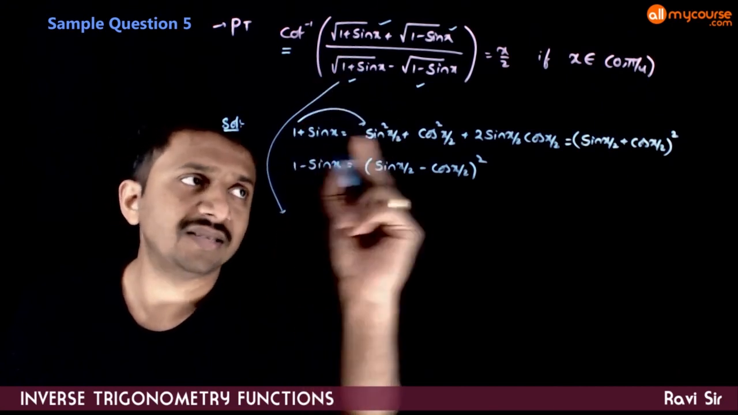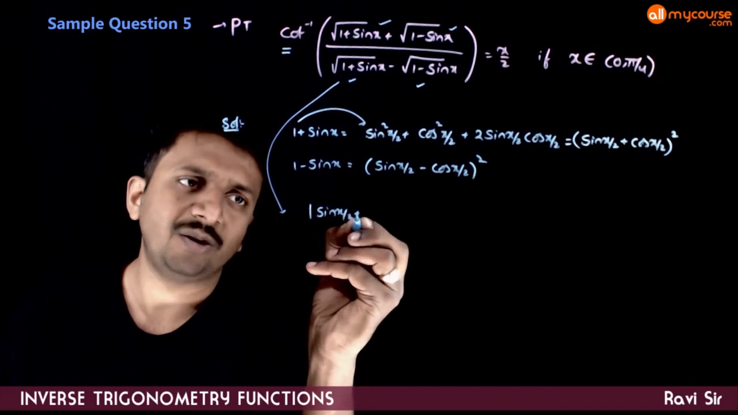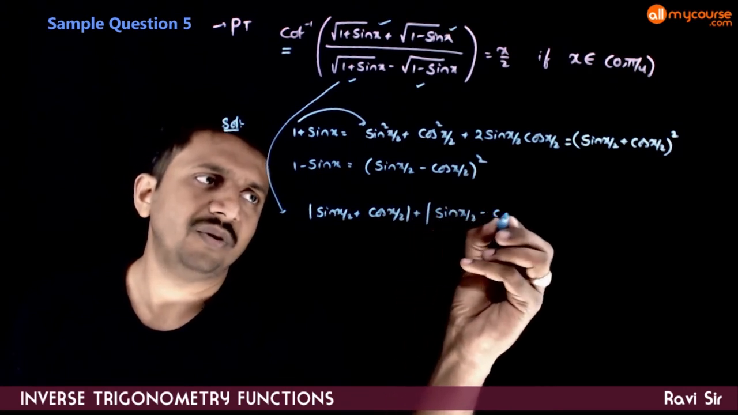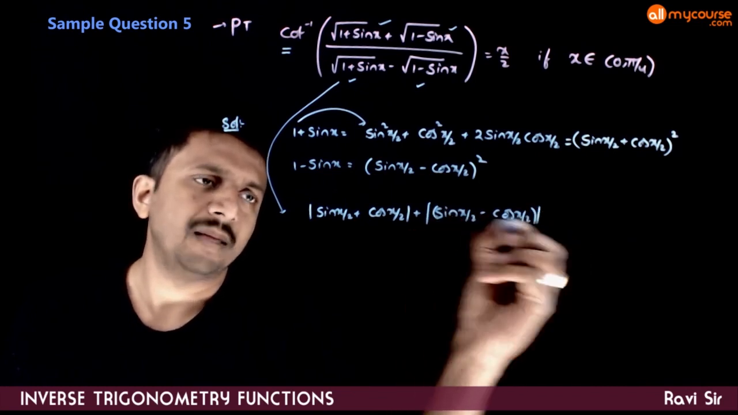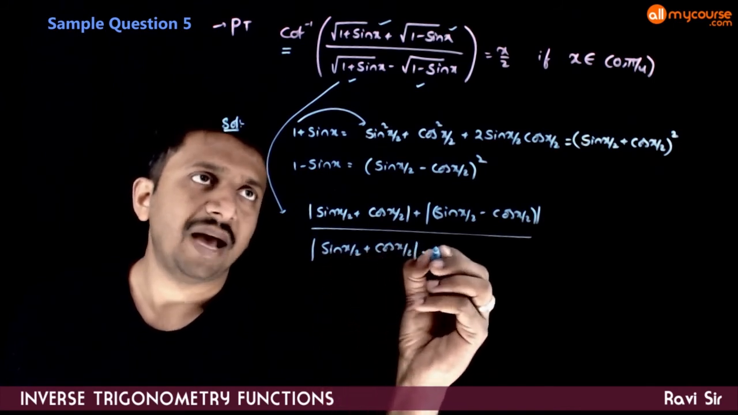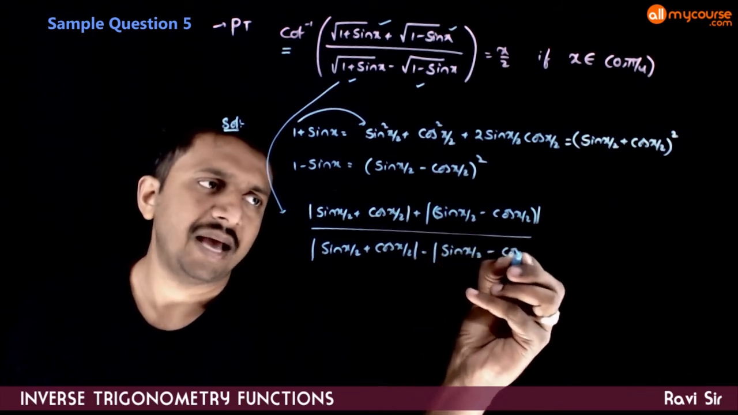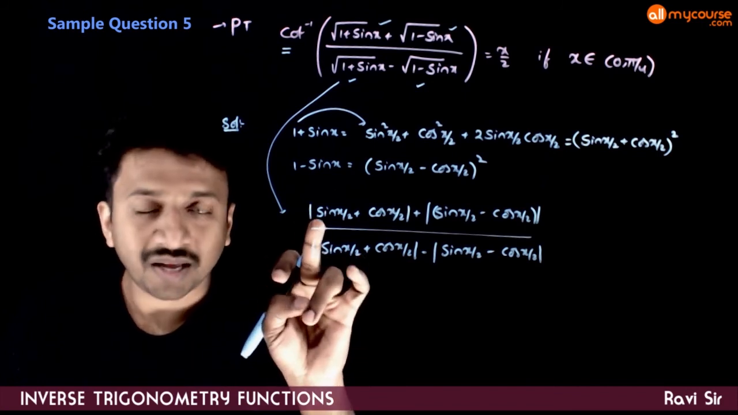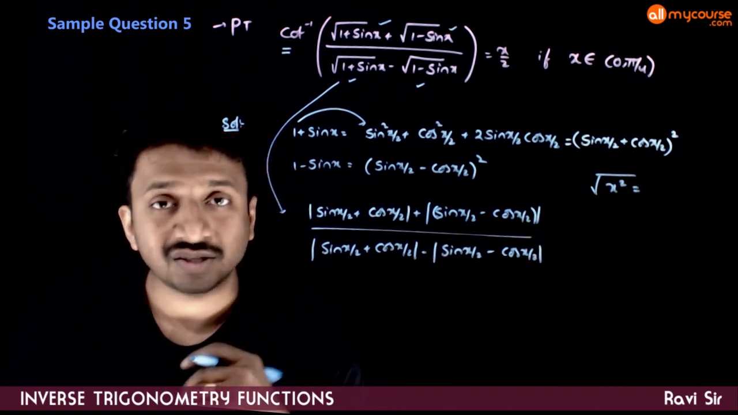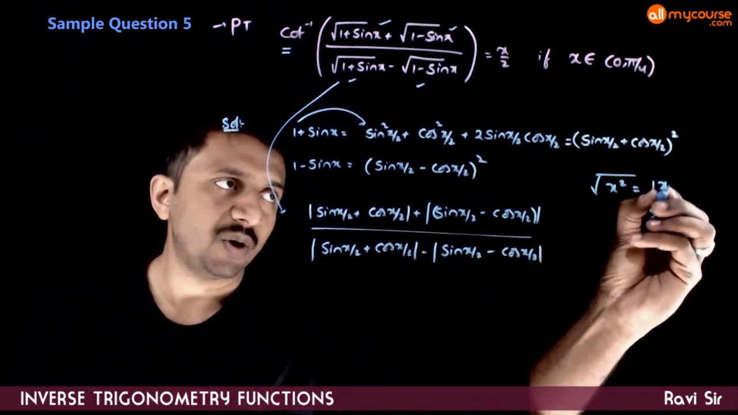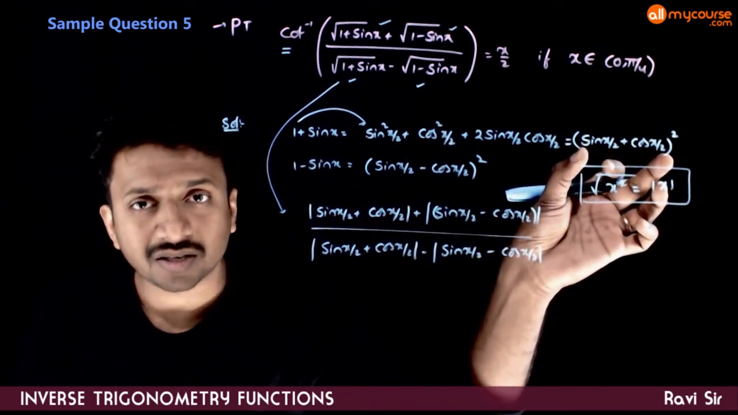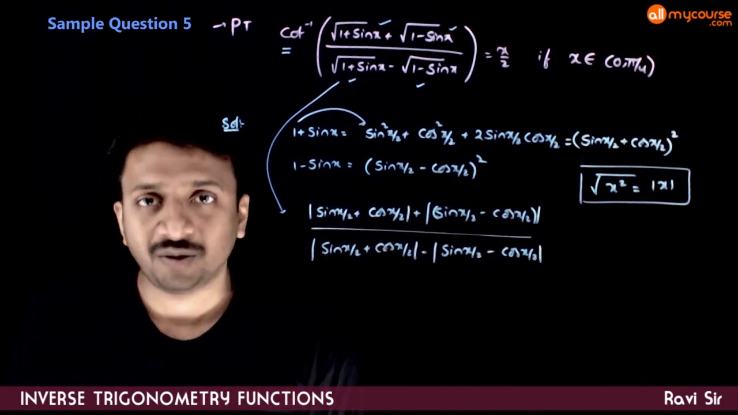So, root of 1 plus sin x is mod of sin x by 2 plus cos x by 2, plus mod of sin x by 2 minus cos x by 2, divided by mod of sin x by 2 plus cos x by 2, minus mod of sin x by 2 minus cos x by 2. So why am I taking mod? Because square root of x square is not always equal to x. So square root of x square is mod x. The square root of 1 plus sin x is square root of (sin x by 2 plus cos x by 2) whole square. It is mod of sin x by 2 plus cos x by 2.